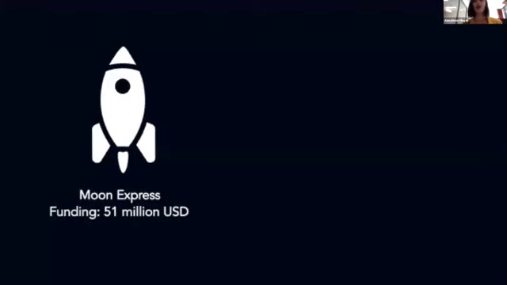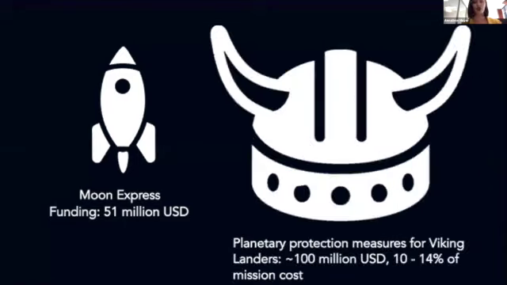So if we zoom in on one of the smaller companies here as an example, I'm going to talk about Moon Express briefly. It's probable that even more initially small satellite companies will venture into the interplanetary sector, as we've seen with Rocket Lab and ispace. When we look at the current record of funding for Moon Express, it comes in at about $51 million. For comparison, the Viking lander gold standard planetary protection measures are estimated to have cost about $100 million.